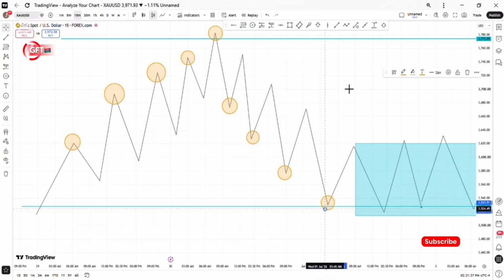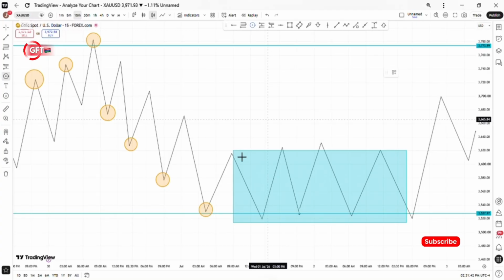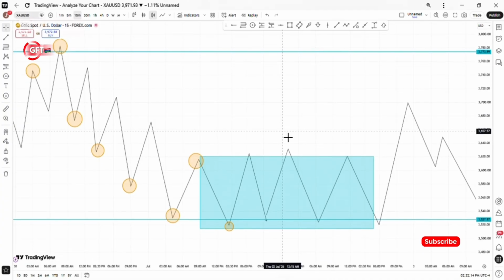Okay, but in a ranging market there is no break. You have a high here, but the other high does not break the previous high. So you have another low here, but this low does not break this low. Do you understand? Maybe it sweeps but does not break. It can sweep and come back, sweep here and come back again. So this one, we are not going to trade.